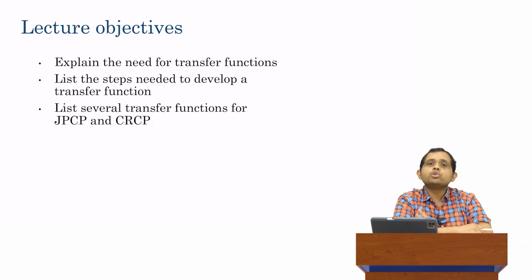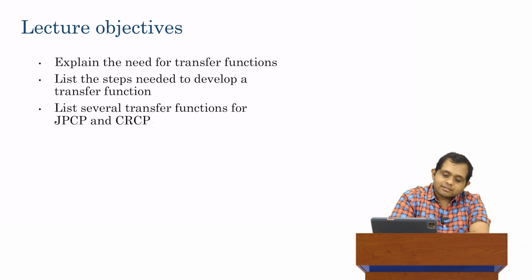And there's no unique transfer function. There are actually hundreds of transfer functions. They're empirical in nature, and we'll see that that leads to many different forms of transfer functions. And we will actually list and look at several transfer functions for JPCP and CRCP.